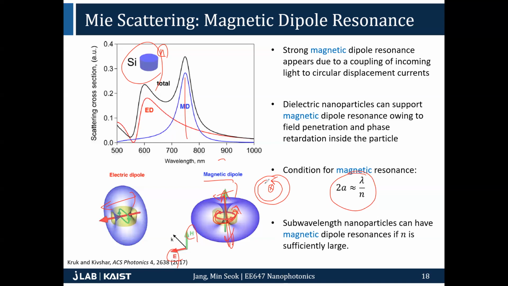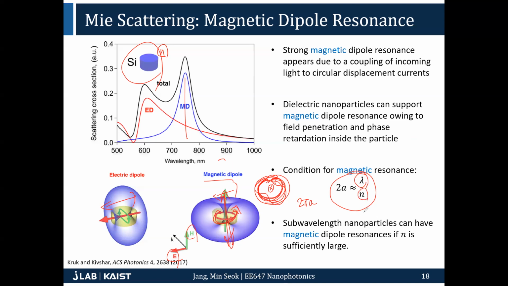The path length of this circular oscillation is about 2 pi a, right? And then you have to match: in one oscillation they have to be in phase in order to induce a resonance. So this must be similar to the size of the wavelength. Okay, so that's the condition for the magnetic dipole resonance.